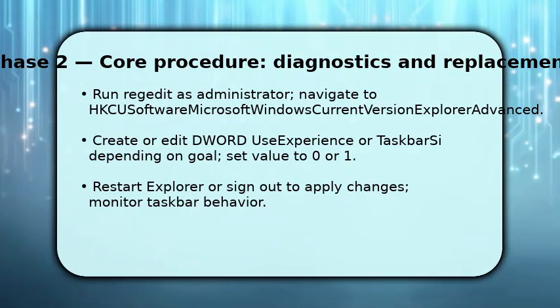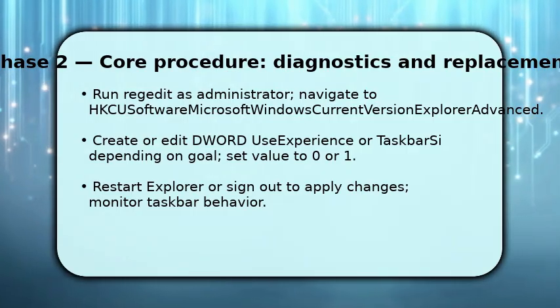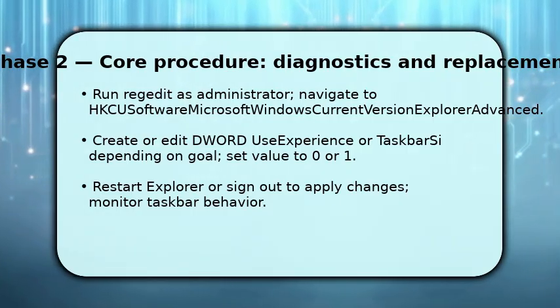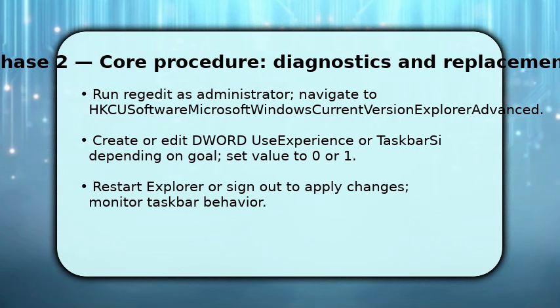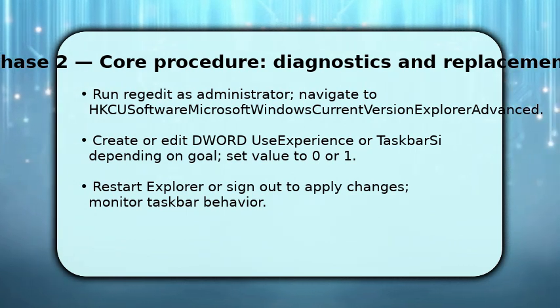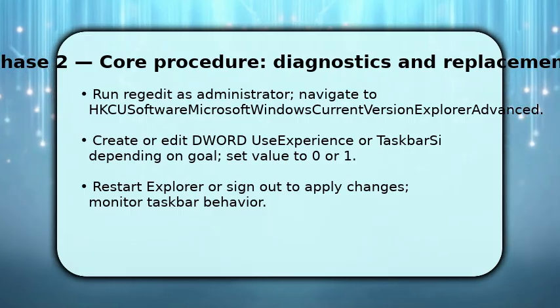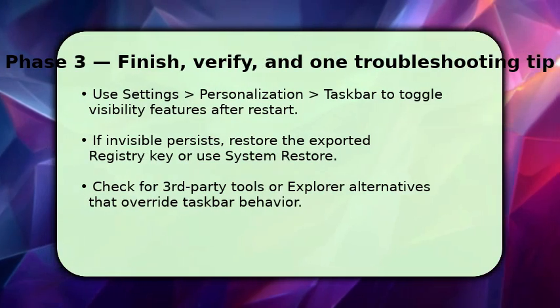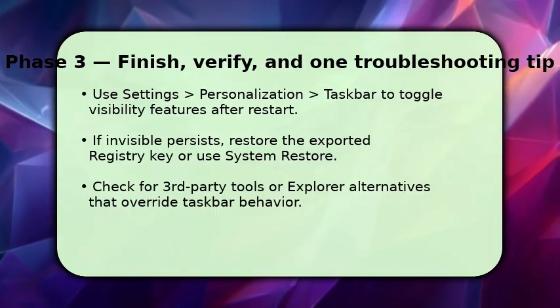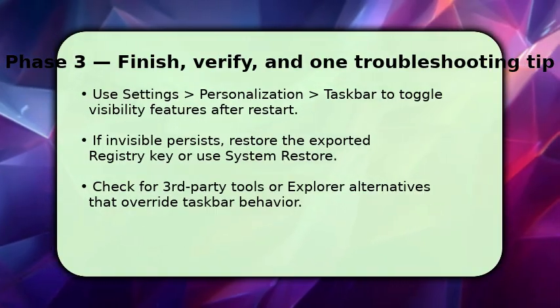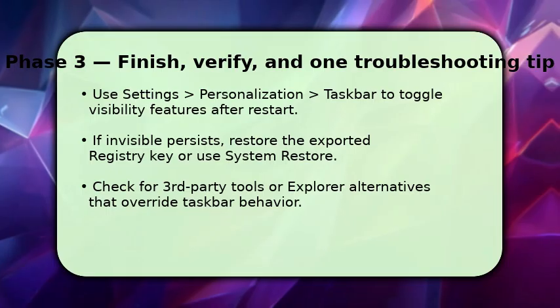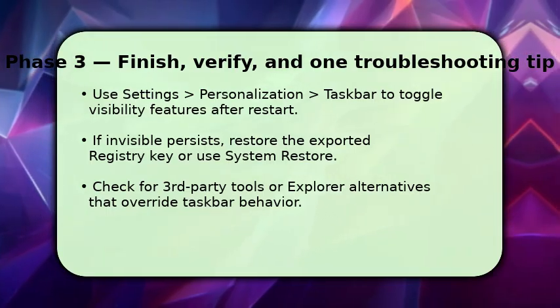Then restart Windows Explorer from Task Manager or sign out and back in to apply the changes. This forces the shell to reload with your new taskbar visibility settings. Finish by opening Settings, Personalization, Taskbar, and verify the visibility toggles reflect the registry change. Adjust pinned icons and system tray options if needed.